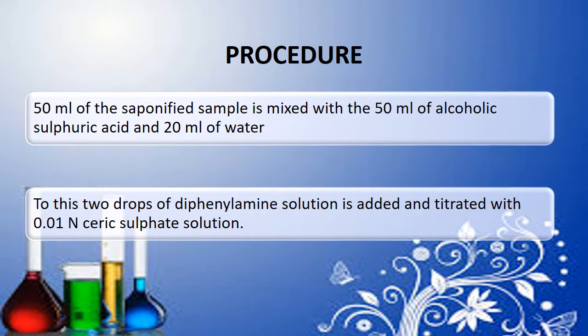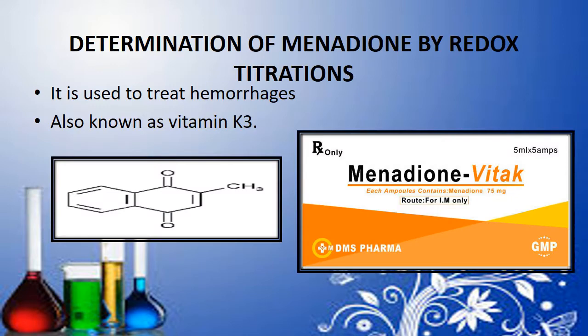If we come towards the procedure of the determination of tocopherol, here the 50 ml of the saponified sample is mixed with the 50 ml of alcoholic sulfuric acid and about 20 ml of water. Then to this solution, the 2 drops of indicator diphenylamine solution are added and is then titrated with about 0.01 N ceric sulfate solution.